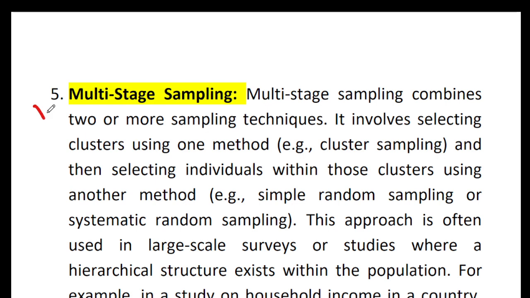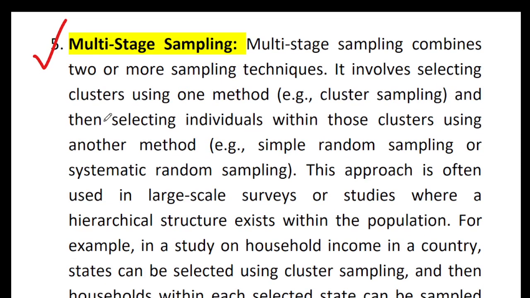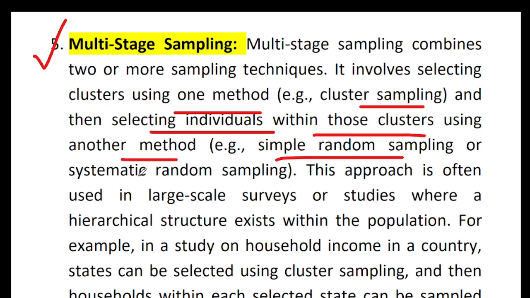Next is multi-stage sampling. Multi-stage sampling combines two or more sampling techniques. It involves selecting clusters using one method, for example cluster sampling, and then selecting individuals within those clusters using another method, for example simple random sampling or systematic random sampling.